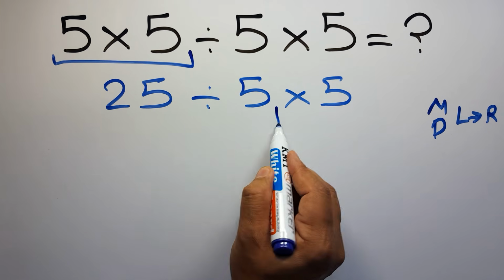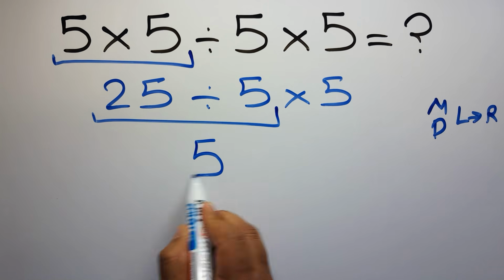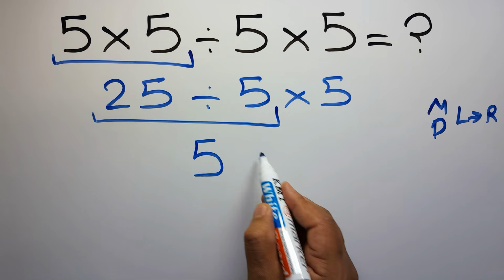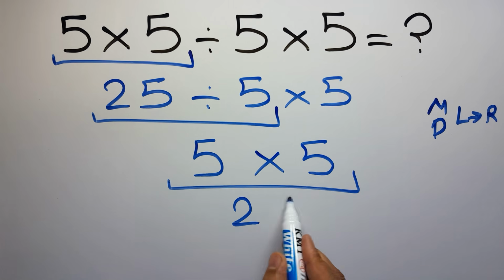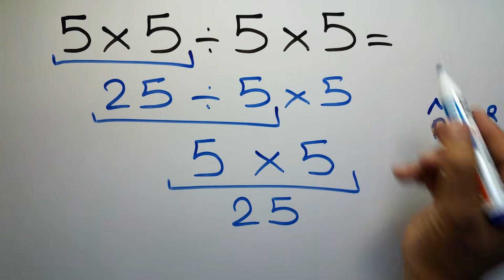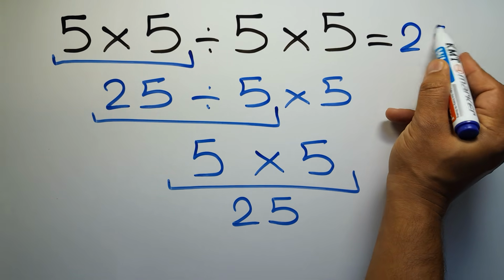25 divided by 5 gives us 5. So we have 5 times 5, which equals 25. And this is our final answer to this problem. The correct answer is 25.